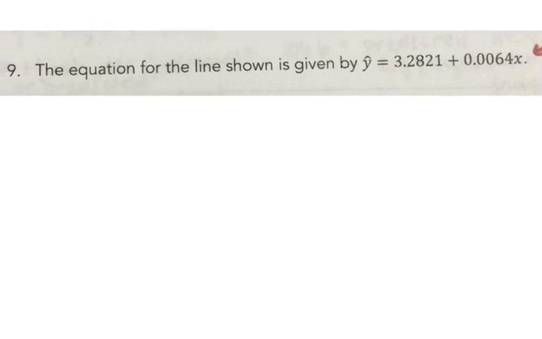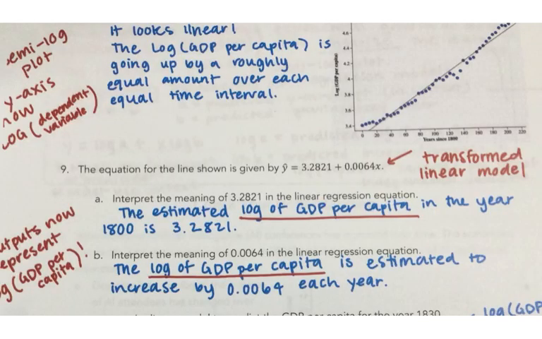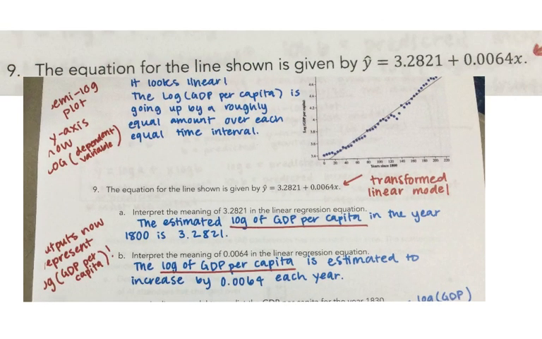B, what's the meaning of the 0.0064? So here's what they say: the log of the GDP per capita is estimated to increase by 0.0064 each year.